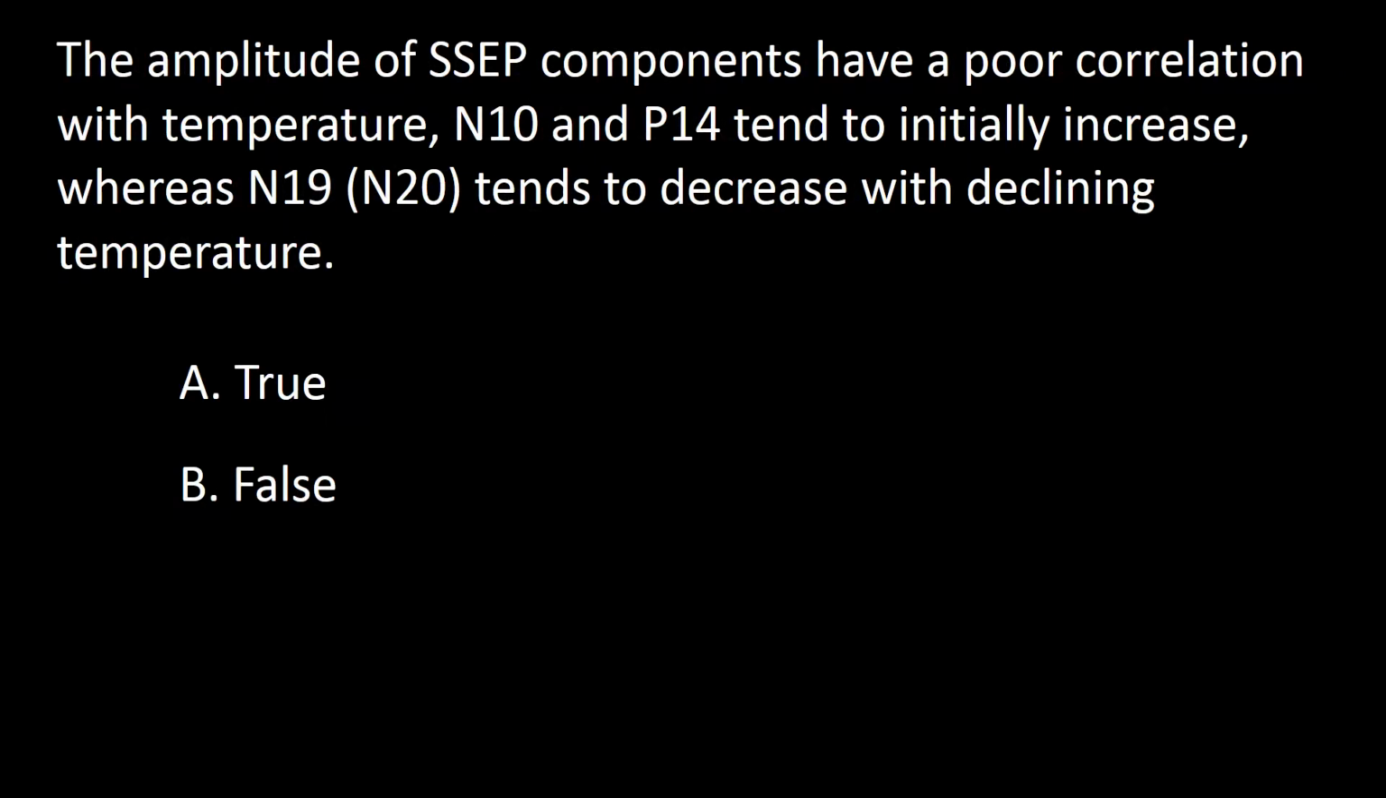Next question. The amplitude of somatosensory evoked potential components have a poor correlation with temperature. N10 and P14 tend to initially increase, whereas N19 or N20 tends to decrease with declining temperature. A, true; B, false.